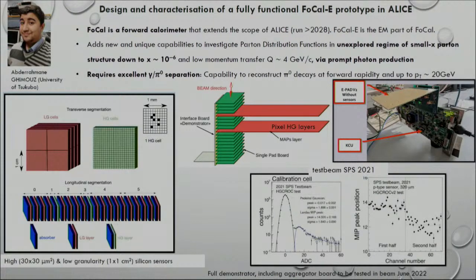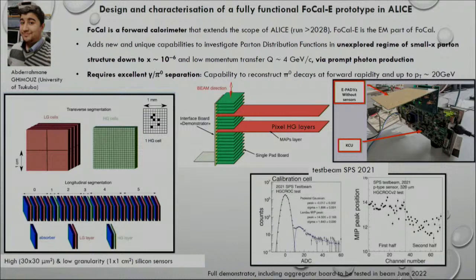Which cannot be probed by any other experiment down to that. So it goes even beyond LHCb. In particular, we'll do this via prompt photon production. Here you need excellent photon-pi zero separation in the forward region, which leads you to this calorimeter system. So here you have a stack of high granularity and low granularity layers, and such a stack is being developed and tested in BIM.